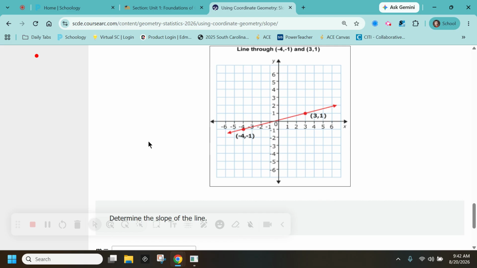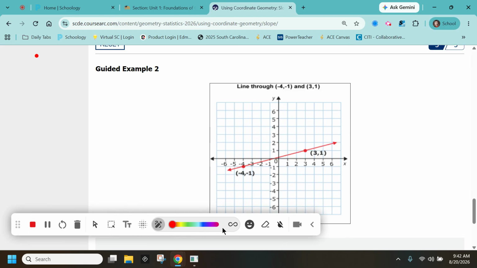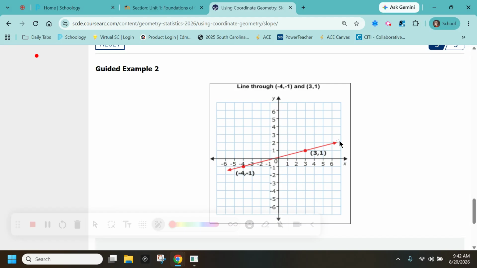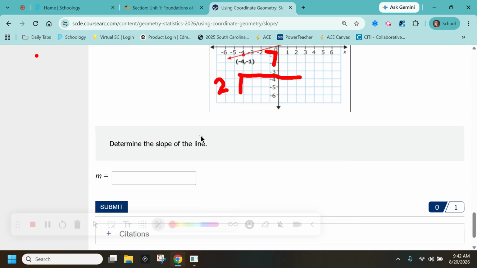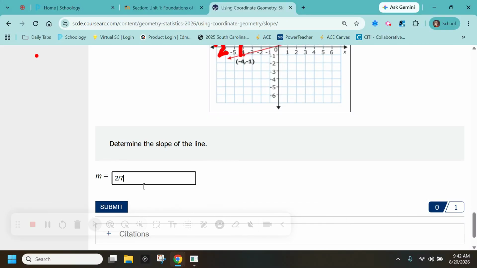Guided example 2, determine the slope of the line. So I'm going to get my pen again. And as we move from left to right, our slope is going up, so we're going to have a positive slope. So I'm going to trace with my pen up 1, 2. So we went up 2 and then over 1, 2, 3, 4, 5, 6, 7. So our slope is 2/7.